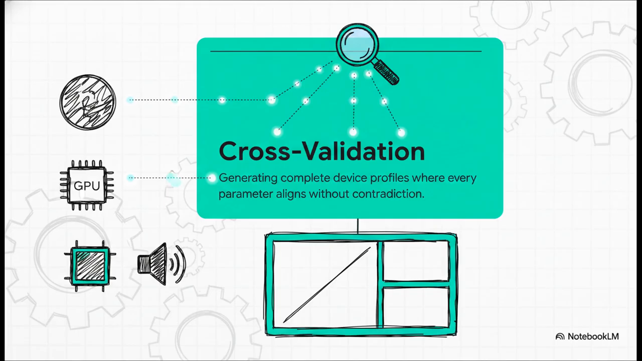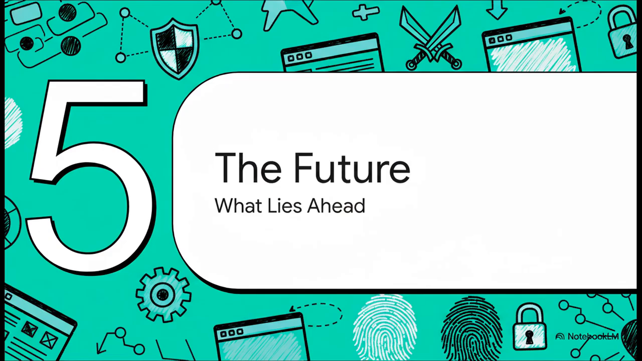Consistency cross-validation. This means generating a complete device profile where every single parameter aligns perfectly with zero contradictions. Remember CreepJS? To survive that intense audit, your fake Canvas data, your fake GPU, your fake audio signature, and your fake screen size all have to tell one tight, coherent story of a device that could realistically exist out there in the real world.